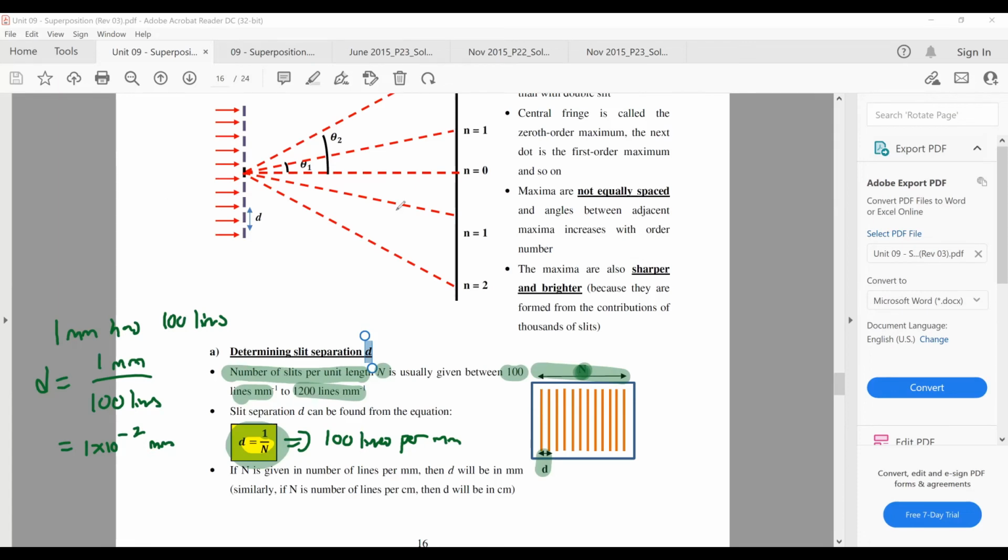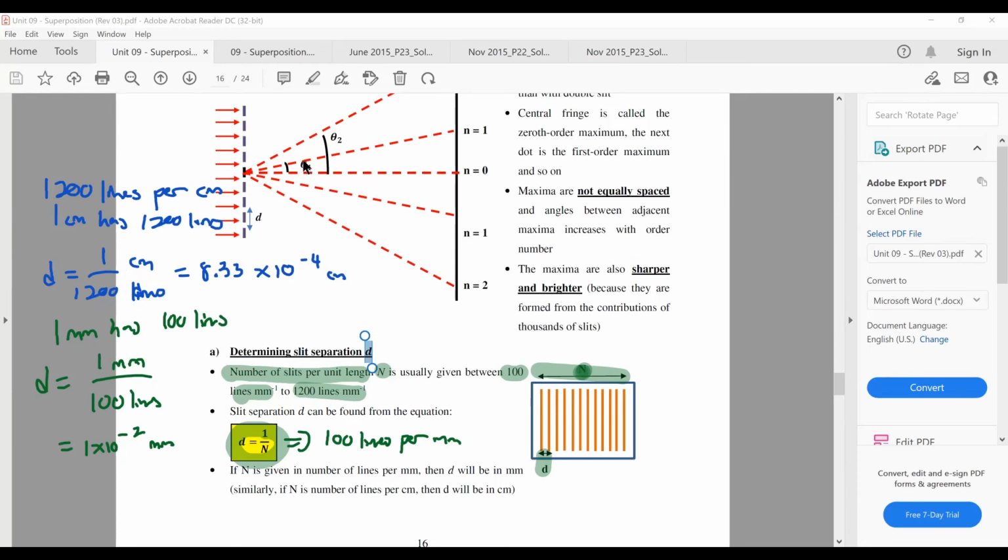I could also give it to you in some other values. Let's just say 1,200 lines per centimeter. That means 1 centimeter has 1,200 lines. So I want to find the slit separation. I take 1 centimeter divided by 1,200 lines. So I'm going to get 8.33 times 10 to the power minus 4 centimeter. So these are the slit separations.